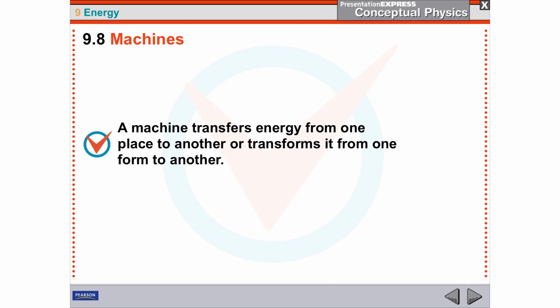Welcome back. This is section 9.8 on machines, and I believe this is 8.7 in your textbook. A machine, otherwise called a simple machine, is anything that will transfer energy from one place to another. So there are any number of machines that we're going to use.